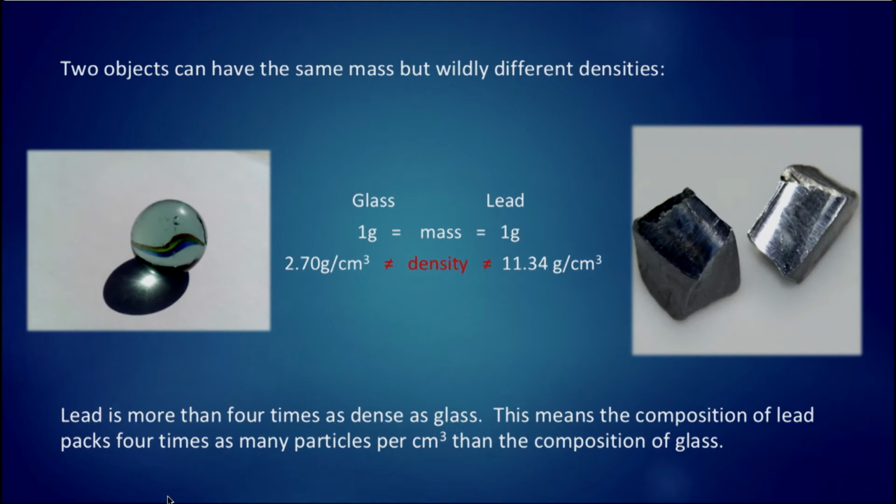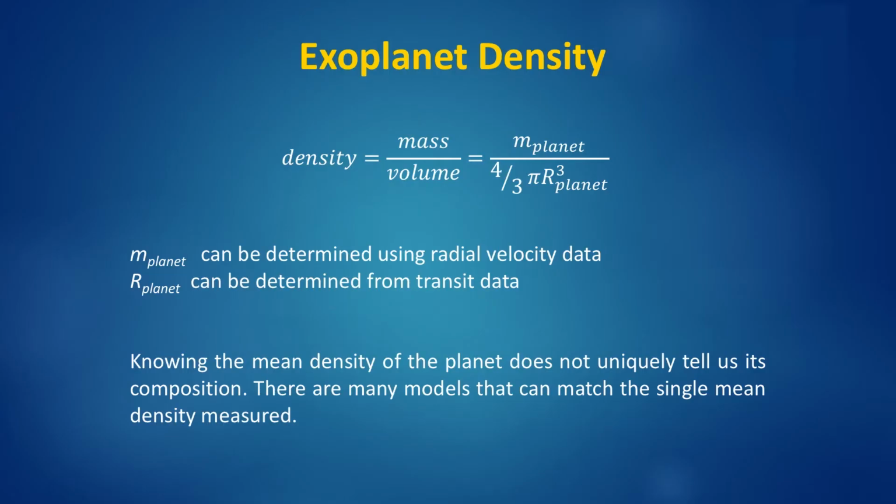So two objects can have the same mass but wildly different densities. For example, glass and lead have densities that differ by a factor of 4 or 5. Lead is more than 4 times as dense as glass, which means in lead, the atoms are packing at the microscopic fundamental level 4 times as many particles per cubic centimeter than the composition of glass. And these are both solids. If you go to gases, the range in densities is even larger.